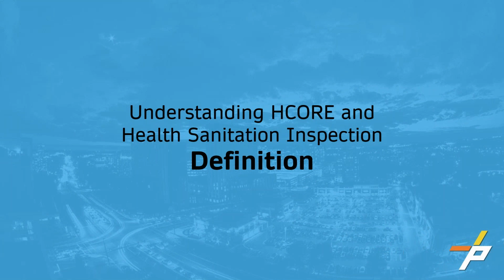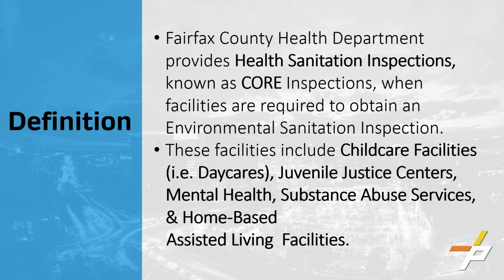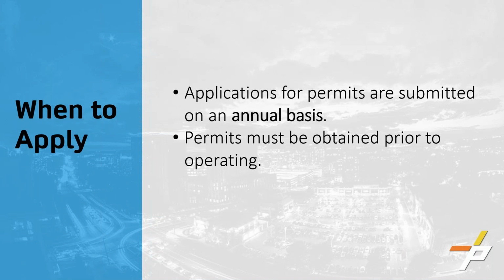Now, first, we'll begin by understanding what an HCORE and Health Sanitation Inspection is. Fairfax County Health Department provides health sanitation inspections, which are known as core inspections, when facilities are required to obtain an environmental sanitation inspection. These facilities include childcare facilities, which are daycares, juvenile justice centers, mental health and substance abuse services, and home-based assisted living facilities. The applications for the permits for these inspections must be submitted on an annual basis, and the permits must be obtained prior to operating.